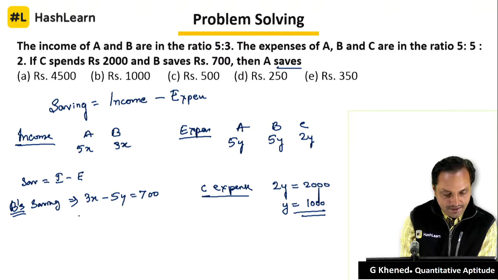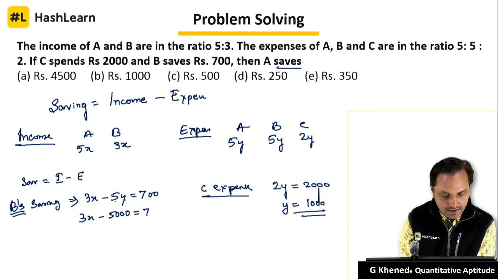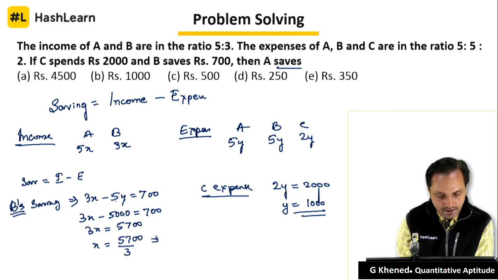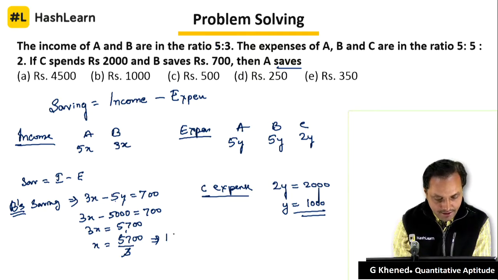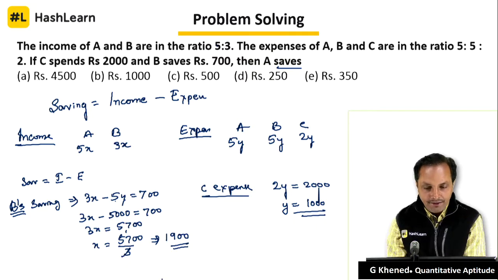Just put y as 1000 here. 5 into 1000 is 5000, this is 700. So, your 3x will be equal to 5700, and x will be 5700 divided by 3. 3 ones are 3, 3 nines are 27. So, your x will be equal to 1900.